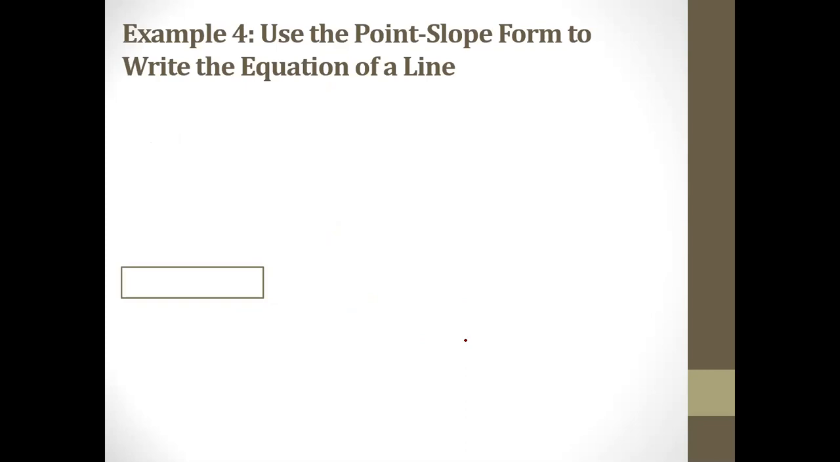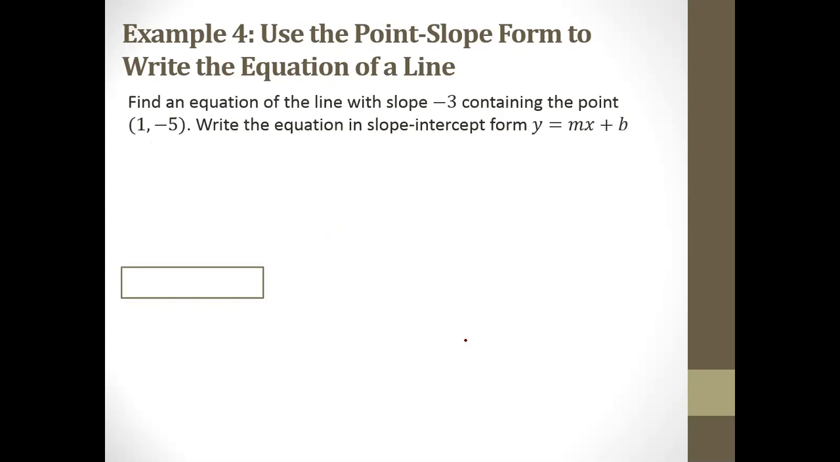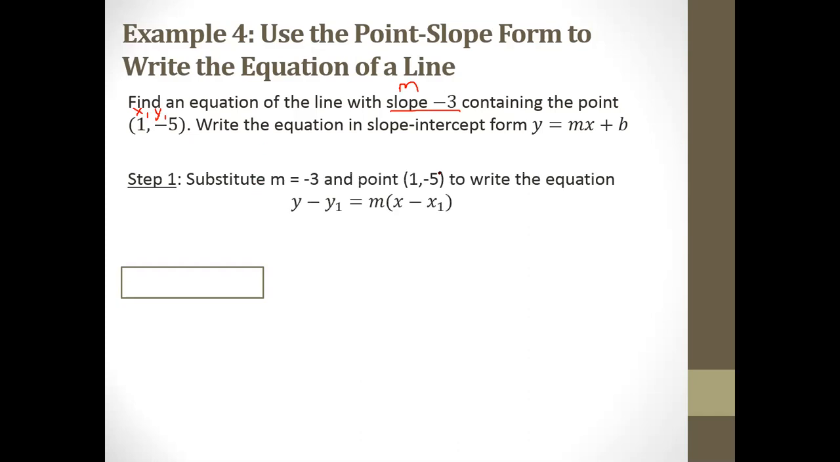In this example, we're going to use the point-slope form to write the equation of a line. So we have the slope, or m, as -3, and we have the point (1, -5). Remember, the point is identified as x sub 1, y sub 1. And we're going to write the equation in slope-intercept form. But because we were given a point and a slope from the beginning, we'll use point-slope form.